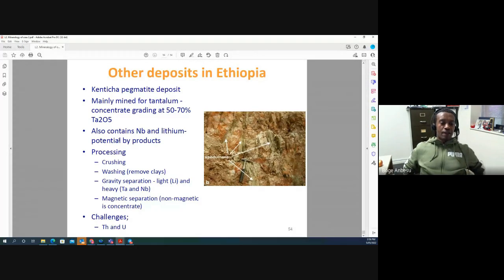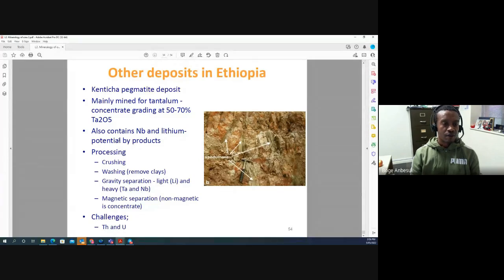I think apart from gold, maybe tantalum is the second main commodity produced. So I'm sure you'll probably hear about it at some stage if you haven't already. But yeah, in Kenticha pegmatite deposits, the main commodity is tantalite. And I think a few years ago, they were producing tantalum pentoxide, concentrated to up to 70%.